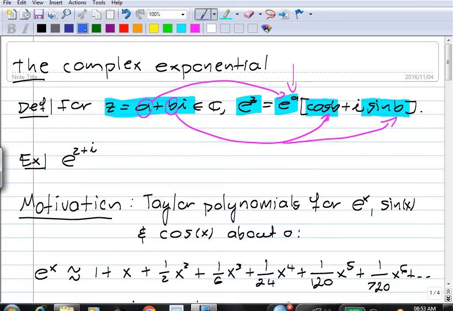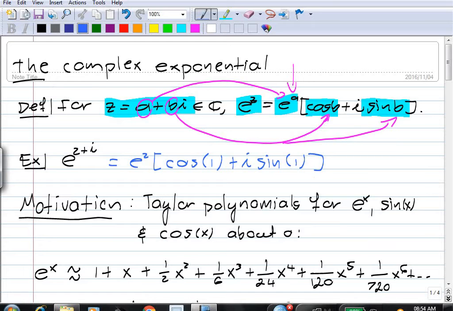Now, as an example, e to the 2 plus i. The real part is 2, so that would be e to the 2 cos of the imaginary part 1, plus i sine of the imaginary part, which is 1.